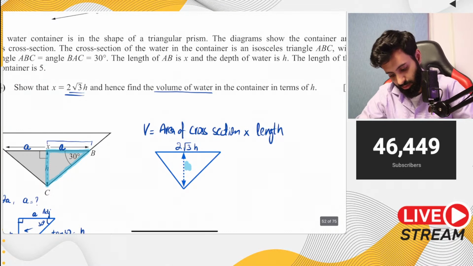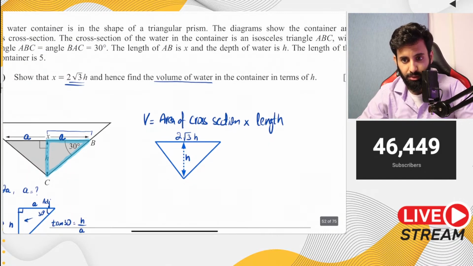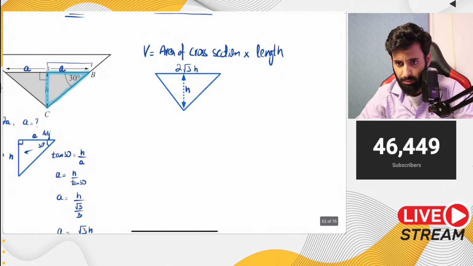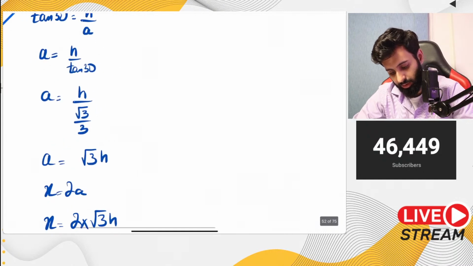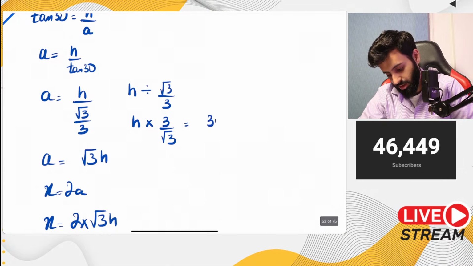It's h. Okay. So through this we will get the, yes, just use a calculator. You don't need to memorize all the values. So how would we get root 3h? Simplify this. Basically this is h divided by root 3 upon 3. And h, this becomes h into 3 upon under root 3. So this is what you have: 3h upon under root 3.